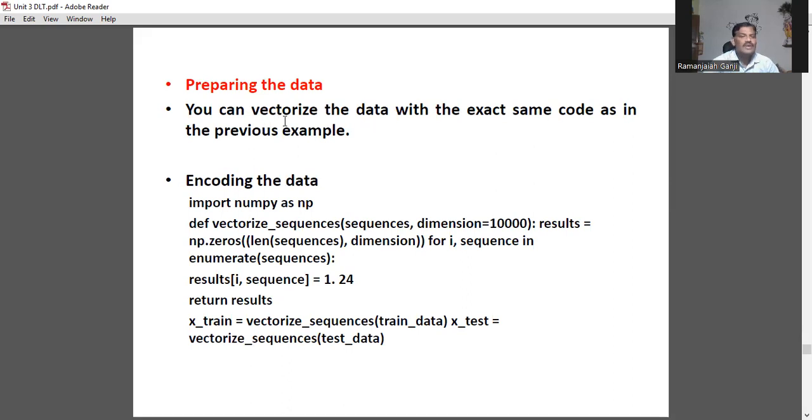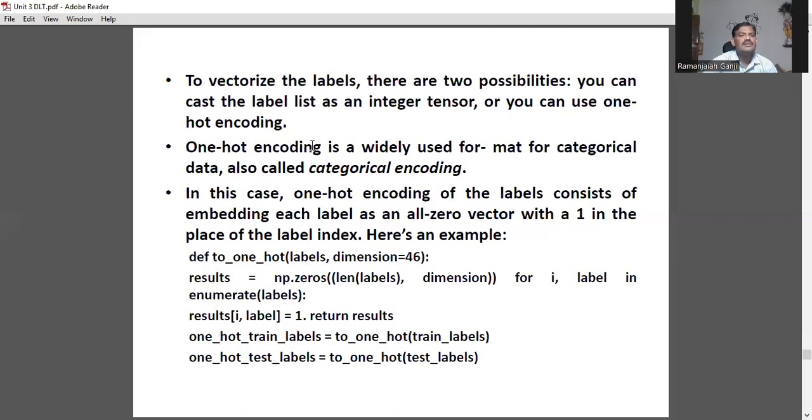How to prepare? You can vectorize the data with the exact same code as in the previous example. That is, as in the case of movie reviews, encoding, importing NumPy as np, and then to vectorize the labels, there are two possibilities. You can cast the label list as an integer tensor, or you can use one-hot encoding.